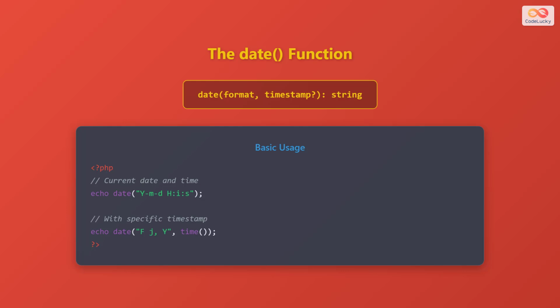Here's an example. To display the current date and time, you can call the date function with the format string year, month, day, hour, minute, second. To format a specific timestamp, you can pass the timestamp as the second argument like so. Call the date function with the format string fjy, and the time function as the second argument.